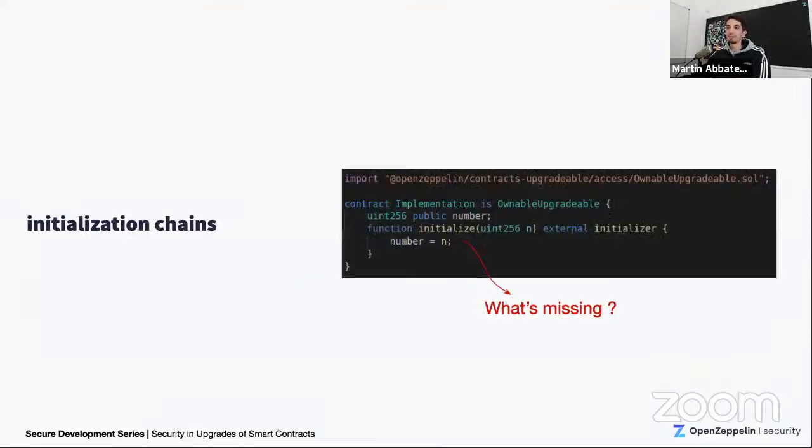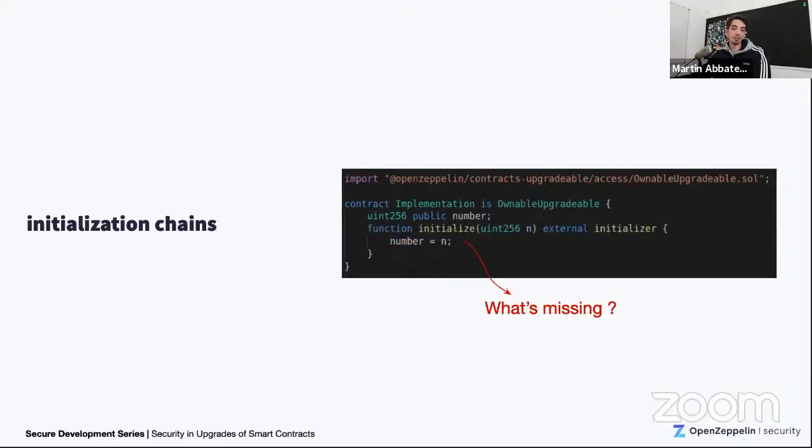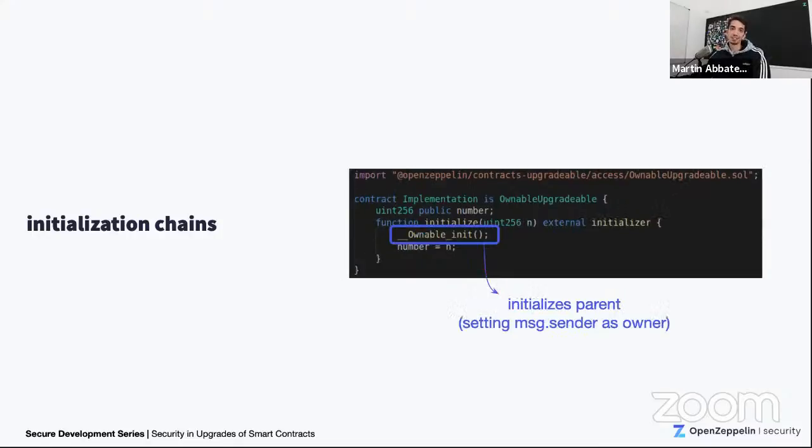There is a problem in here because we are talking about initialization chains, and probably you will have noticed there is something missing here. You are inheriting from this ownable upgradable, and you have an initialize function, and you are setting something in there, but probably something is missing, right? And yes, there is. You're basically missing calling the initialization of the ownable contract. If you only have this, nobody is becoming the owner. If you have this, the deployer will become the owner. So not the deployer, but the caller of the initialize function.